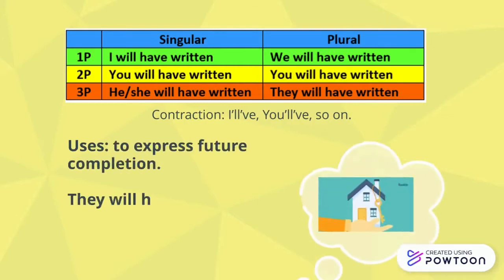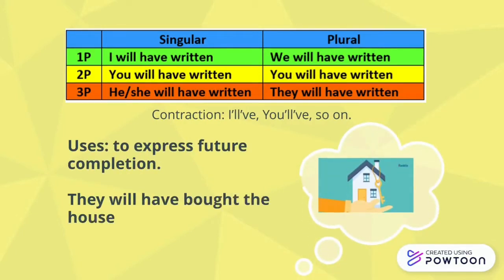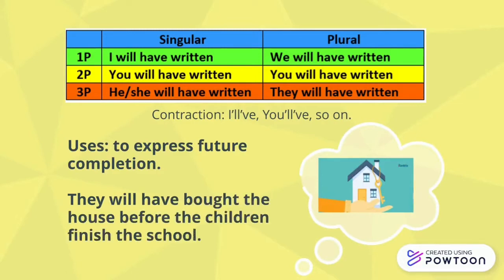For example, they will have bought the house before the children finish school. In this sentence, we are using two tenses. In the first clause, a future perfect tense, and in the second clause, a present tense. In the second clause, the present tense is used in English, even though the verb refers to an action in the future.